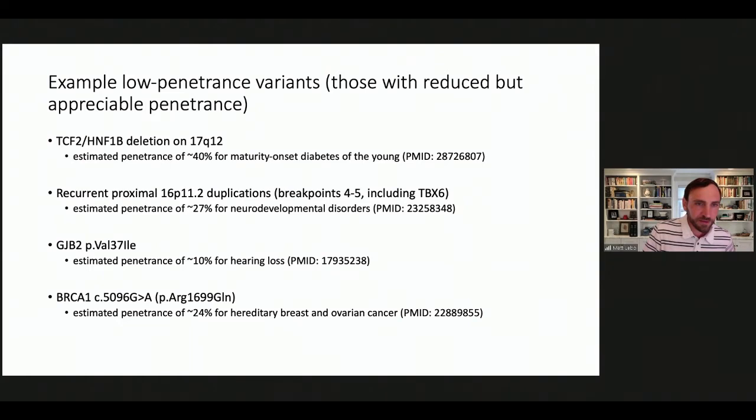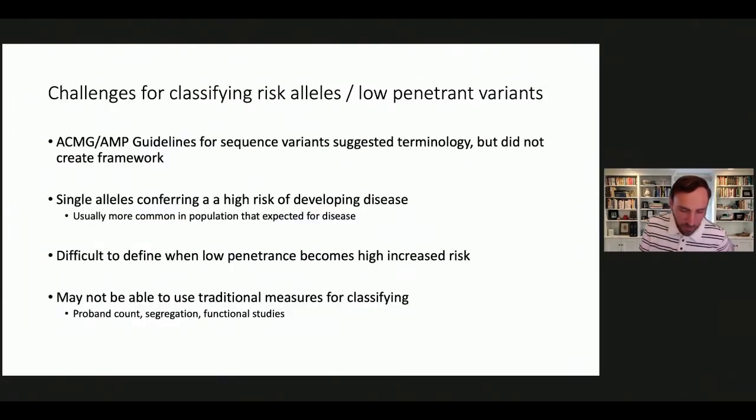But obviously, this is all great, but you actually need a way to interpret these in a framework and a thing to do it on. So that's what we'll talk a little bit about today: how do you actually map some of these things into an interpretive framework? So just quickly, some of the challenges for classifying these types of things. The ACMG AMP guidelines did suggest some terminology, but there was no framework really for these things.